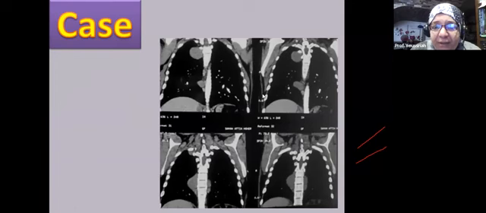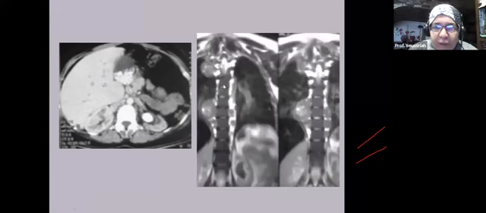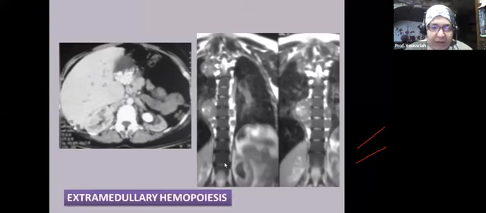Now, in this case, we have multiple bilateral paraspinal lesions, paravertebral lesions, as you can see here in this female patient, and upper abdomen shows a hyperdense liver and multiple gallbladder calculi and evidence of splenectomy. And this is MRI of the same patient, showing diffuse low intensity of the vertebrae. This was a case of extramedullary hematopoiesis in a patient with hemolytic anemia.